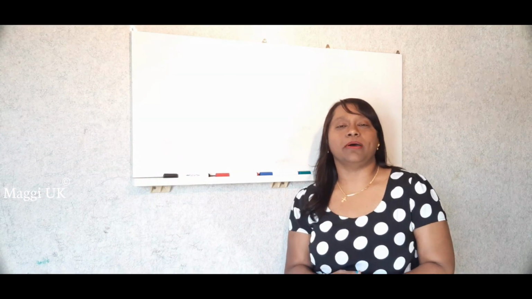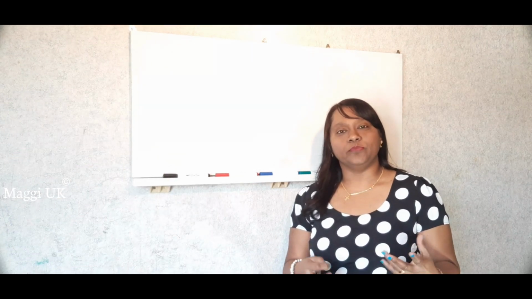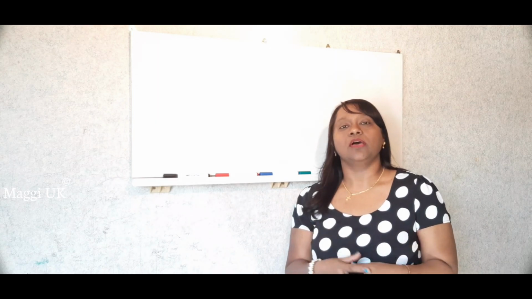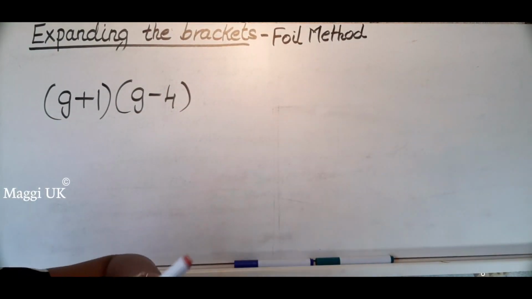Today I'm going to talk about the topic expanding brackets in algebra, using simple numbers, but I'm going to show you two methods, which is a FOIL method and a grid method. Let's begin. Okay, expanding the brackets, FOIL method.